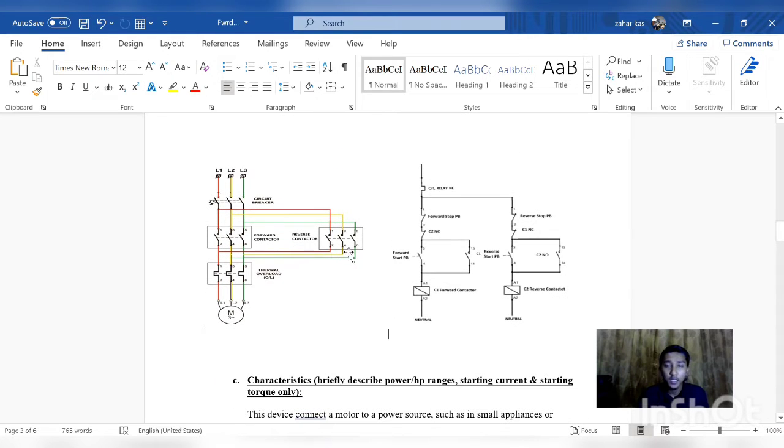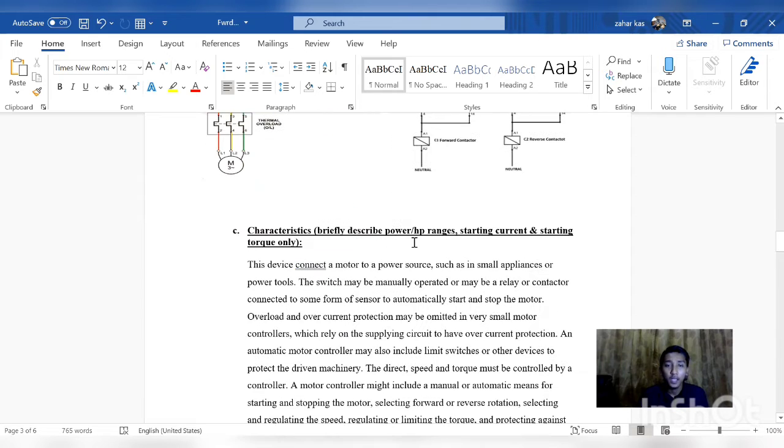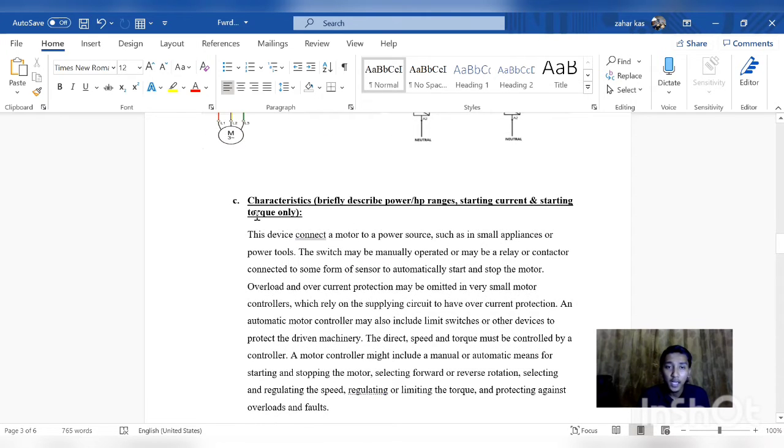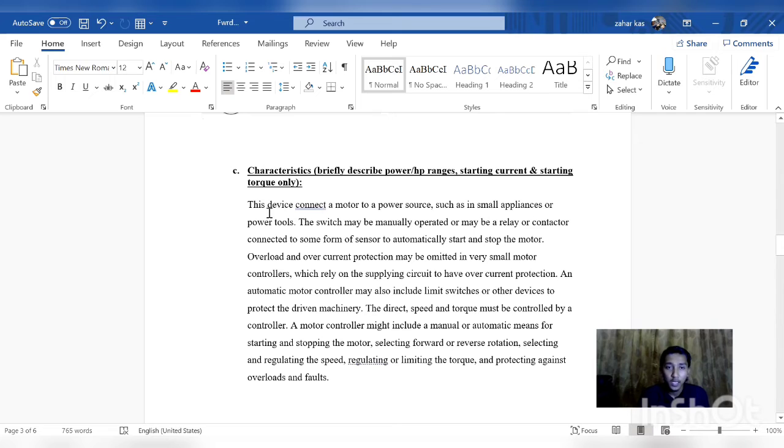This is a diagram for the relay circuit. Next, characteristics. The device connects a motor to a power source, such as in a small appliance or power tool. The switch may be manually operated or may be a relay or contactor connected to some form of sensor to automatically start and stop the motor.